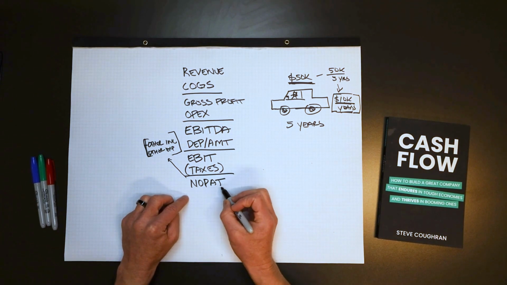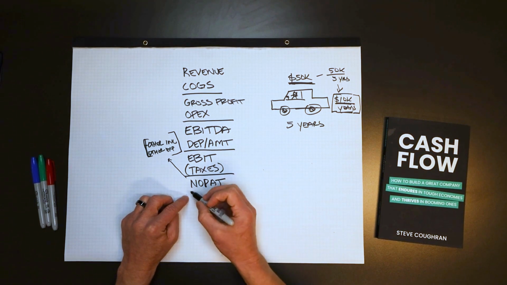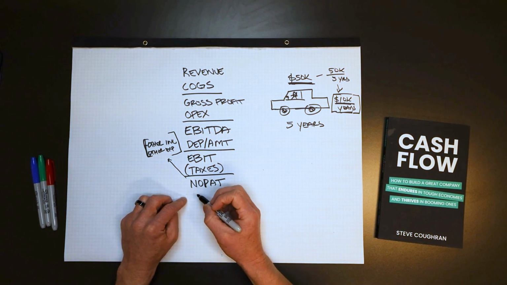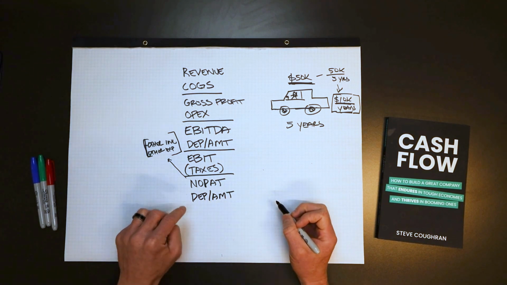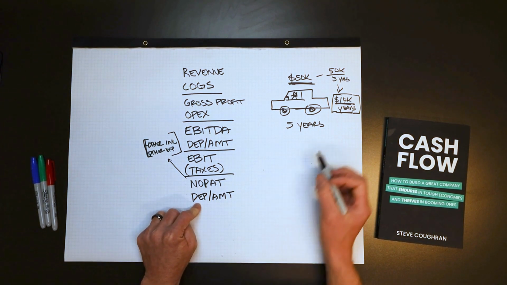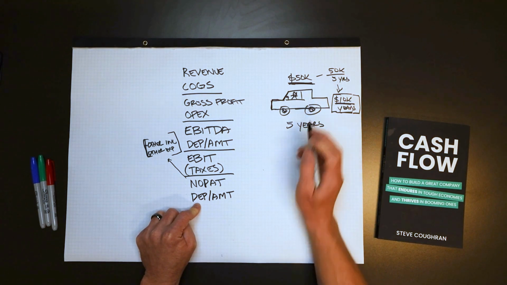So we have NOPAT, net operating profit after tax, how much profit we're spinning off from operations. Then we want to get to cash flow. So guess what? We have to add back items that are non-cash. So depreciation and amortization, remember, we're just depleting this truck over this 5-year period to be compliant with the IRS and GAAP and IFRS, right? And we want our books to match economic reality.